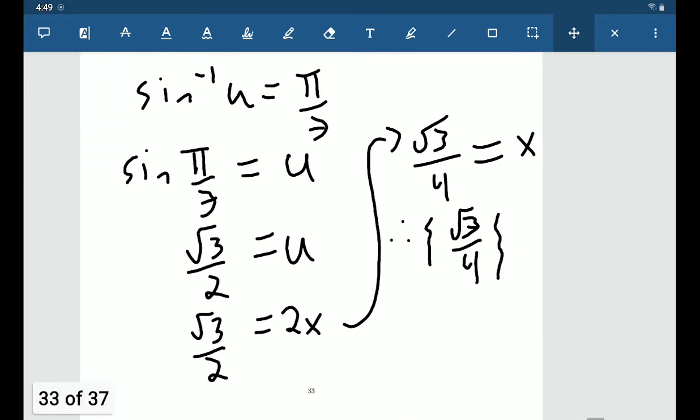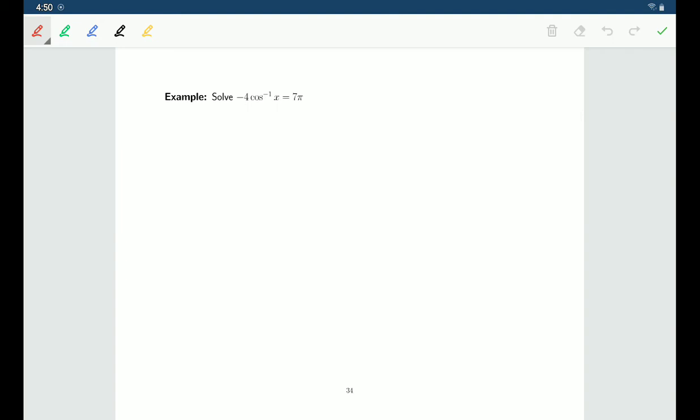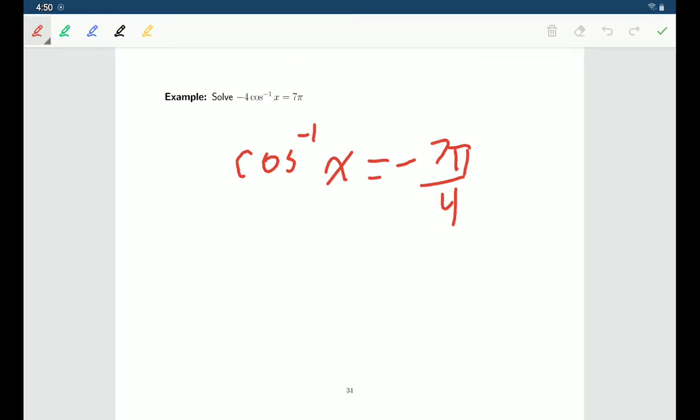Okay, let's do a couple more. We have negative 4 cos inverse of x equals 7 pi. And I will rewrite this just with cos inverse by itself. Cos inverse of x is equal to negative 7 pi over 4. Okay, good. Now, starting to think about my range for cosine inverse.